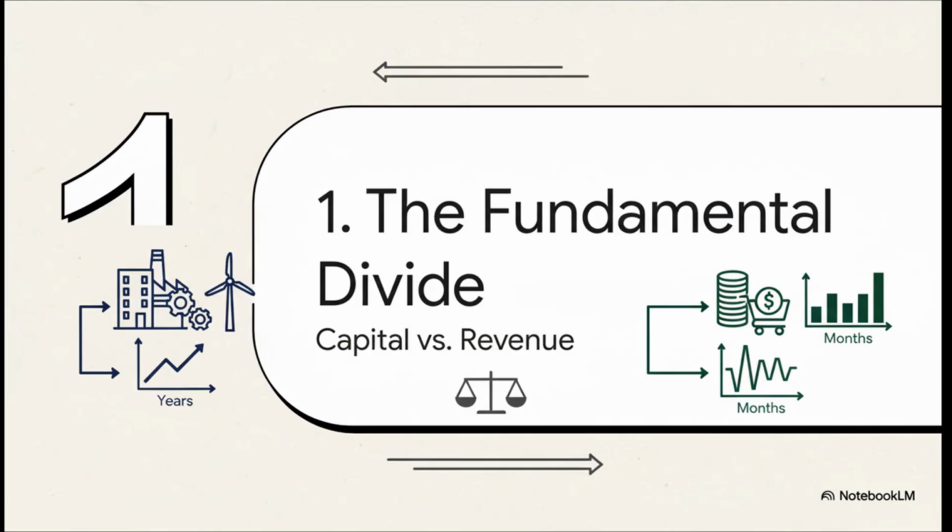Alright, so think about it this way. Every single dollar a business spends has to go into one of two buckets: capital or revenue. And this isn't just some boring accounting rule. Which bucket you choose determines exactly how that spending hits the financial statements. It affects everything from your annual profit to the company's entire valuation.